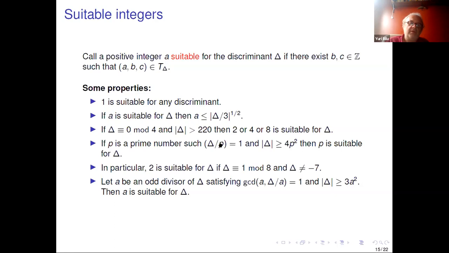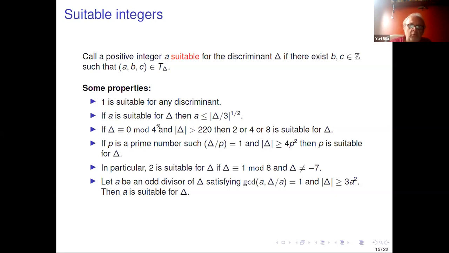And so this is the co-prime case, but also divisors of delta are often suitable for delta. If we have a divisor which is kind of a full divisor, so it takes all the primes that are inside completely, so that A and delta over A are co-prime, and A is not too big, then again it must be suitable for delta. So these are only some recipes. We obtained much more complicated recipes for finding suitable integers for our work, but for the purposes of this talk, this would be enough.